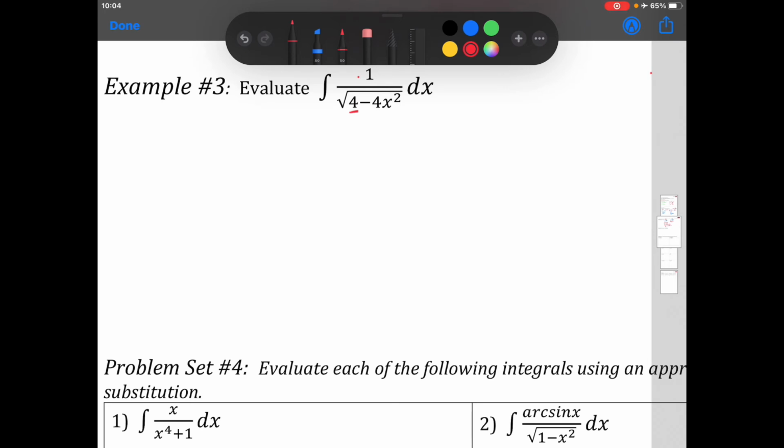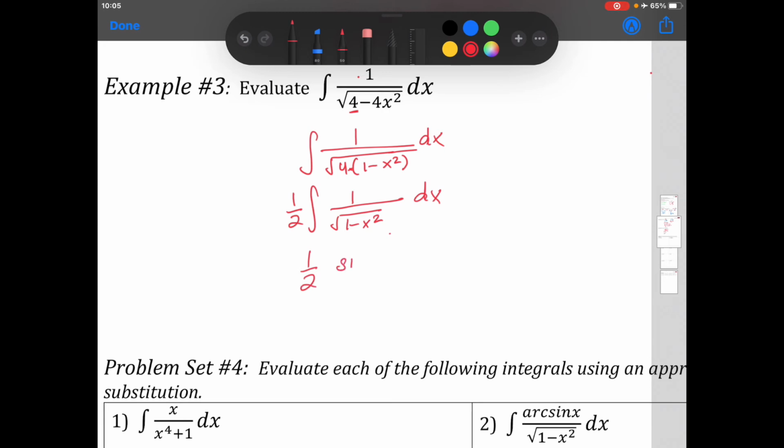But can I make it a 1? I can factor out the 4, take the GCF, and rewrite it as 4 times 1 minus x squared. And if this is multiplication, I can pull out the 4, so the square root of 4 is 2, and I can rewrite this as 1/2 times 1 over square root of 1 minus x squared. And you should be able to recognize this form. You don't even have to do u sub here. You can rewrite it as 1/2 arcsine of x plus c.